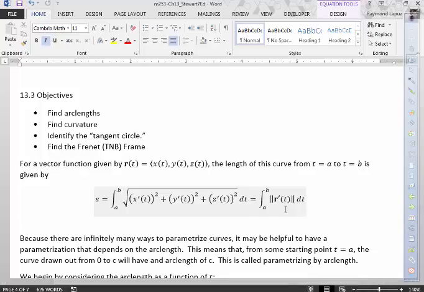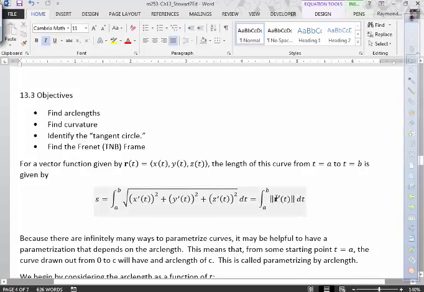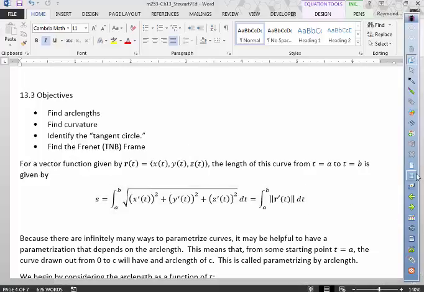Well, it's the same thing. It's equal to that. It's the derivative. r prime is the derivative. Taking the magnitude, you square the components, you add them, you put them under a square root. So that's exactly what it is. So it turns out that here's a nice, more compact formula for your arc length.